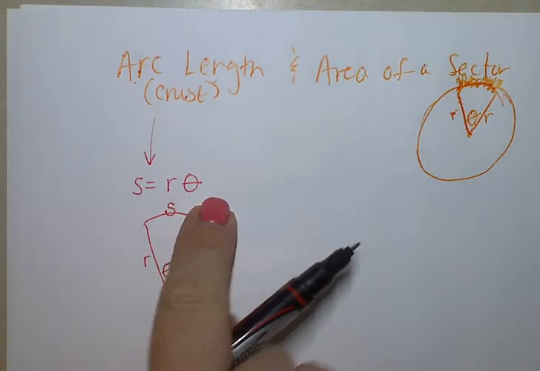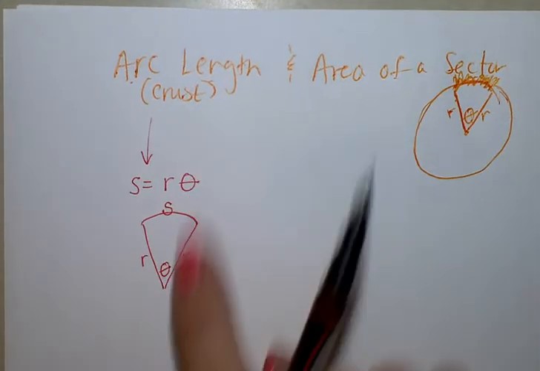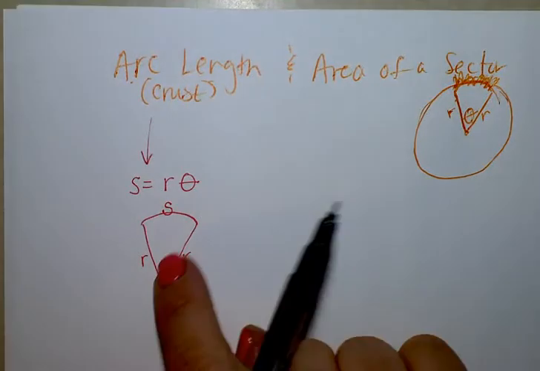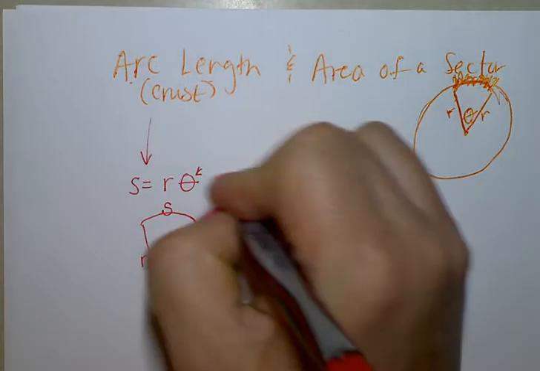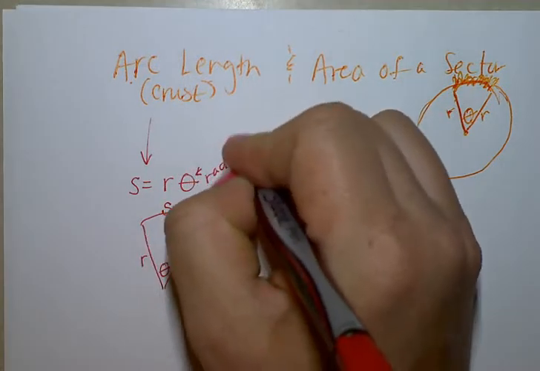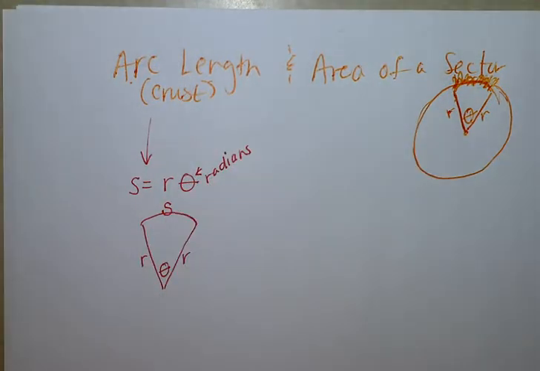The one thing is a lot of times they give you a central angle in terms of degrees. Like they say this is 30 degrees. This central angle has to always be in terms of radians. So if they tell you in degrees, first switch to radians.